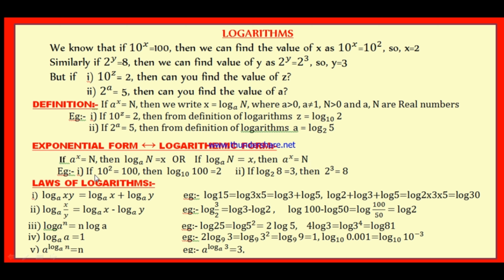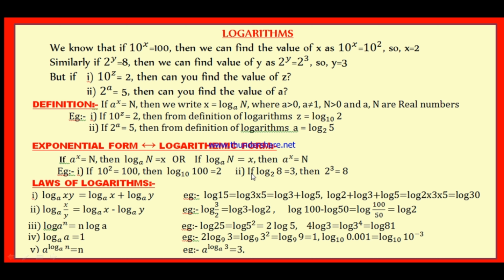For example, you see here, 10 square is equal to 100. This is in the exponential form. Now let us convert this into logarithmic form. If you write it in logarithmic form, then 10 square is equal to 100 becomes log 100 to the base 10 is equal to 2. The value of log 100 to the base 10 is equal to 2. This is how we have to convert an exponential form equation into logarithmic form.